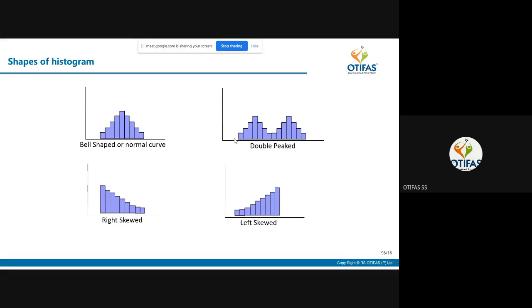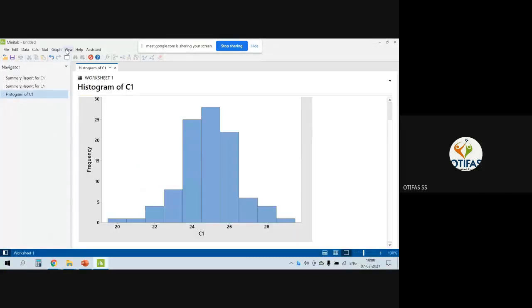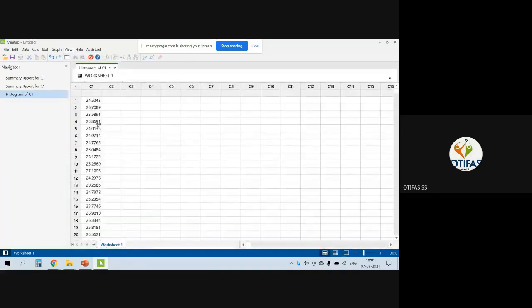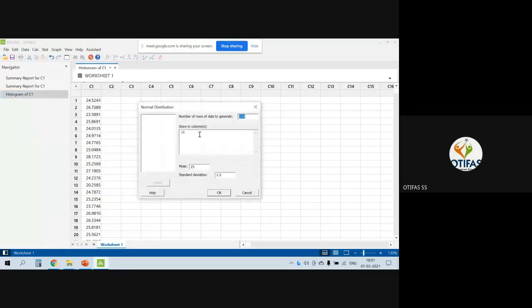So shall I just do it? Just let us see. We'll use it in the interview. I have not practiced it yet. Let's just do it for practice. Now in C1 you have 100 data points of one particular thing. Now I will generate one more set of normal distribution data, and this time I will put it in C2, with a mean of 65 and a standard deviation of 2.